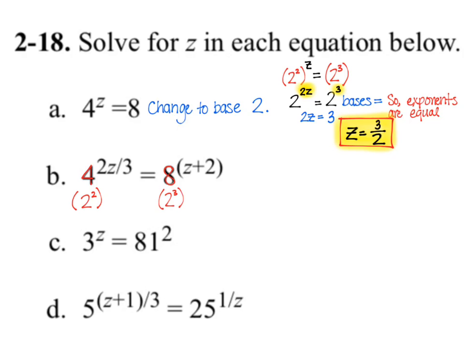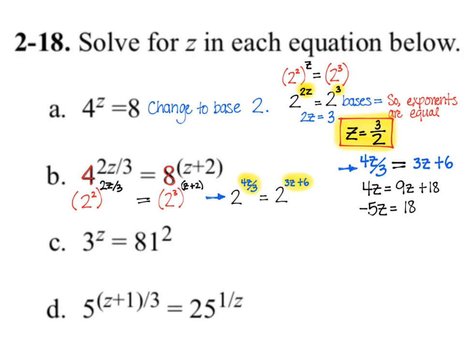Our goal in the next problem is the same thing. I've got a base 4, and I have a base 8. I'm going to change them both to base 2. And I have their original exponents, 2z over 3 and z plus 2. We now need to simplify by multiplying these exponents on both the left and the right. And since the bases are the same, their exponents are equal, and we go through and we solve for z.